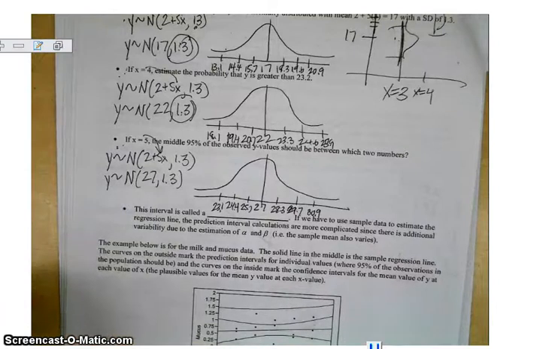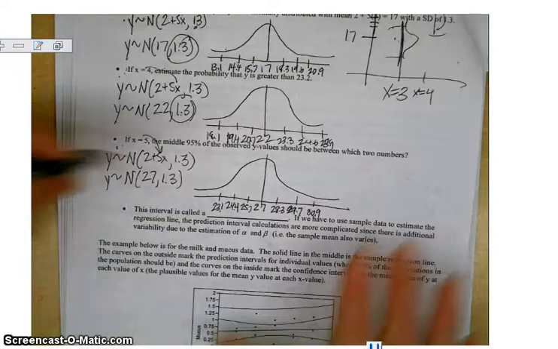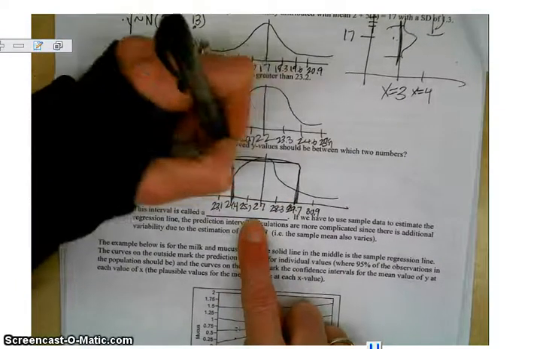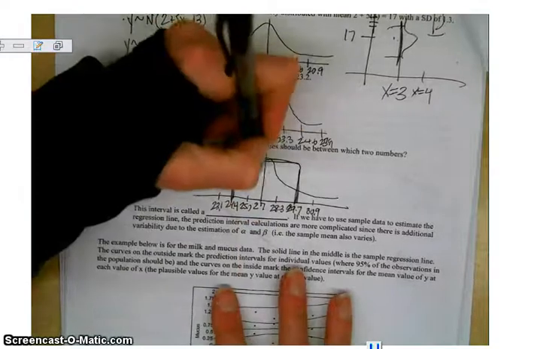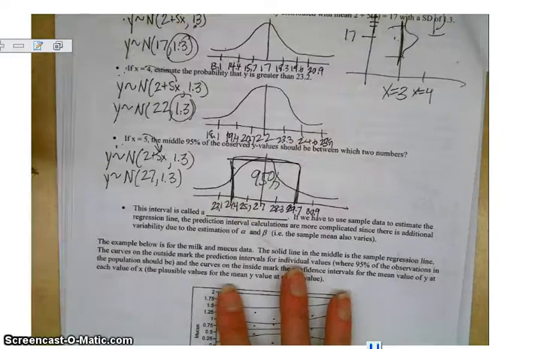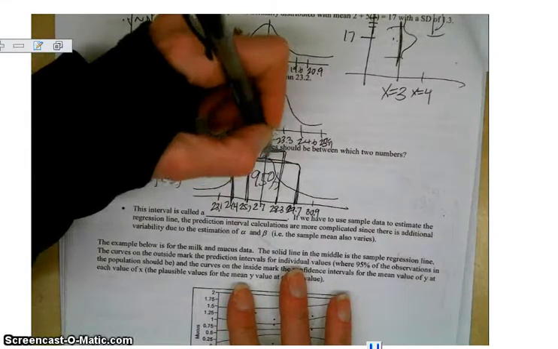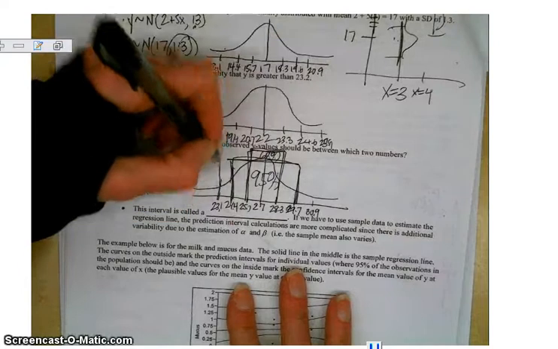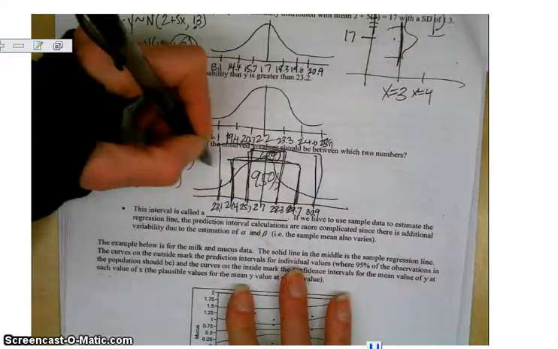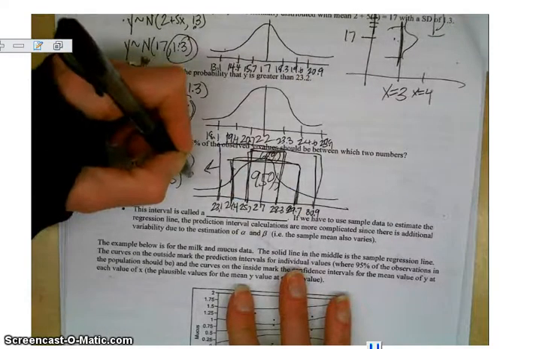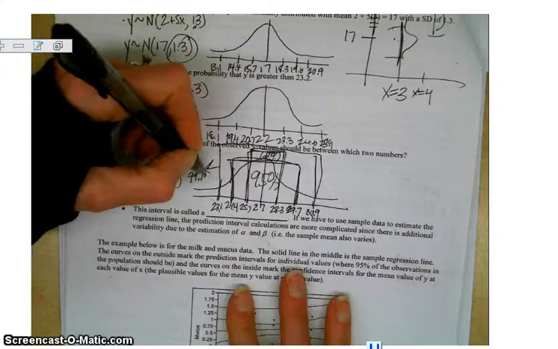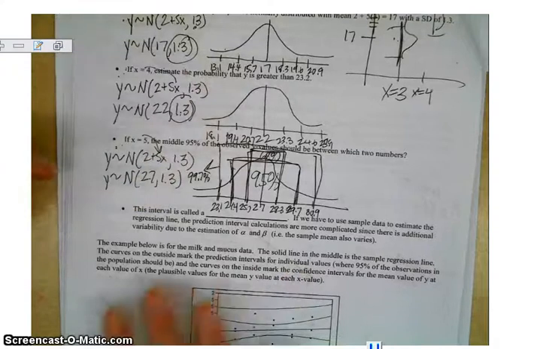95% is how many standard deviations of the mean above and below it? 2. So if I go 1, 2 standard deviations above and below the mean, since this is a normal model, that's where 95% of all data values live. Just to review, what percent lives in the first standard deviation? 68%. And what lives in 3 standard deviations away? 99.7. Close. Yep, 99.7 lives there.